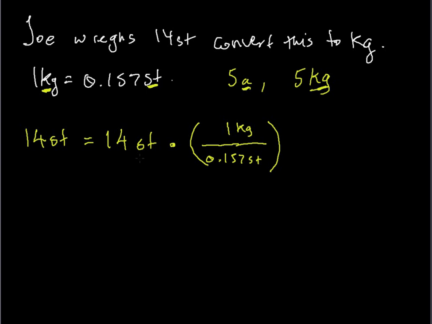Now, since 14 stones is associative, it gets multiplied through, so the 14 stones would end up in the place of the numerator. Since we have our stones on the numerator and our stones on the denominator, we can simply cancel through. So we cancel our stones, and what we're left with is 14 multiplied by 1 kilogram divided by 0.157. Then we'll simply plug those into the calculator.